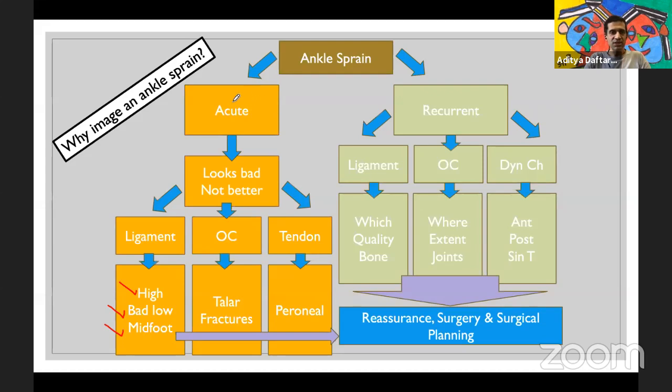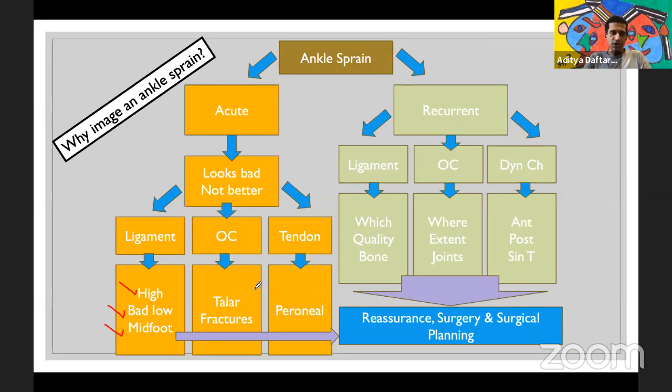So this is the reason why we would image an acute sprain. It's usually to determine whether somebody has a high ankle sprain or just a bad low ankle sprain. If it's a high ankle sprain, you may consider a surgical alternative, whereas if it's a bad low ankle sprain, you're essentially looking at a way to reassure the patient that they will get better. They may require physiotherapy, but it will take longer than normally expected.